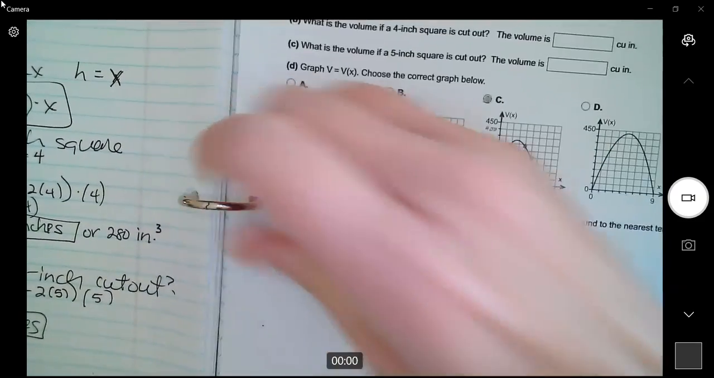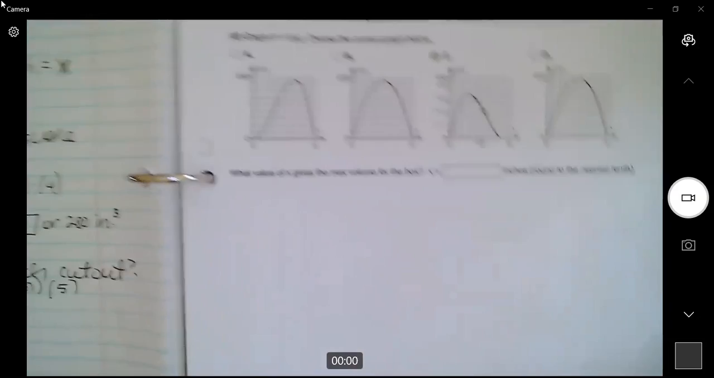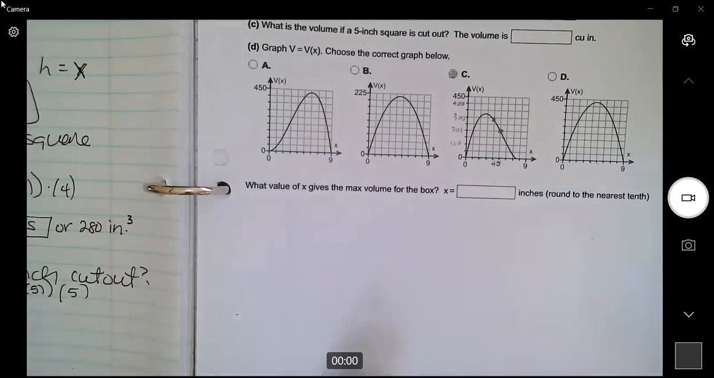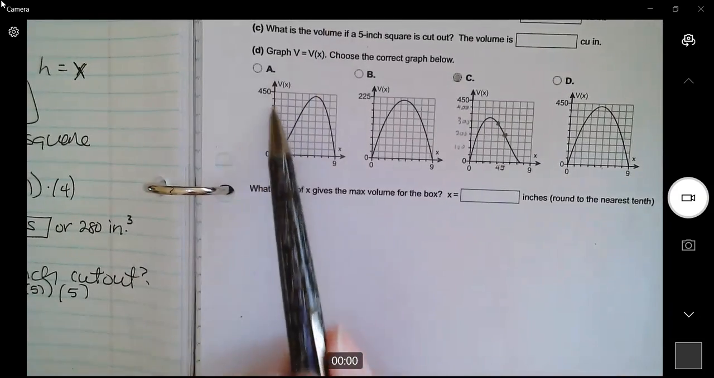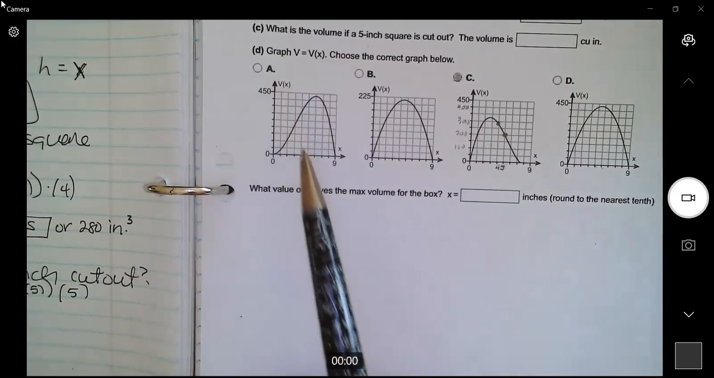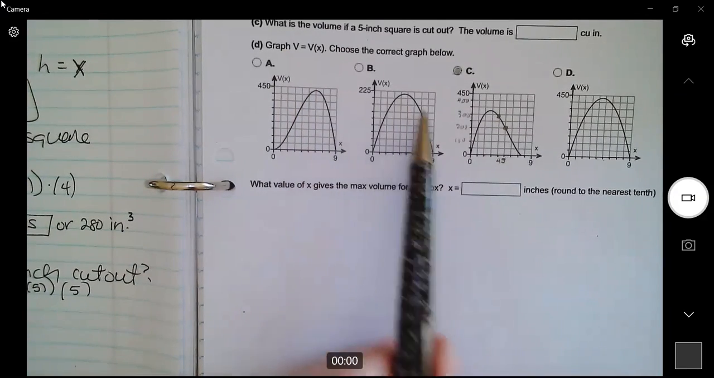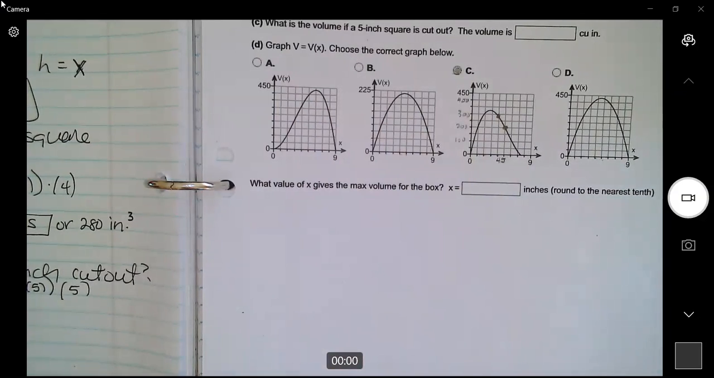If you look at what this is, it's a volume graph. I should say y equals V of x. So this is volume going this way. See, it says V of x there. So I know my volume is higher than this one. Anyway, let me stop talking and just switch over to the graphing calculator.